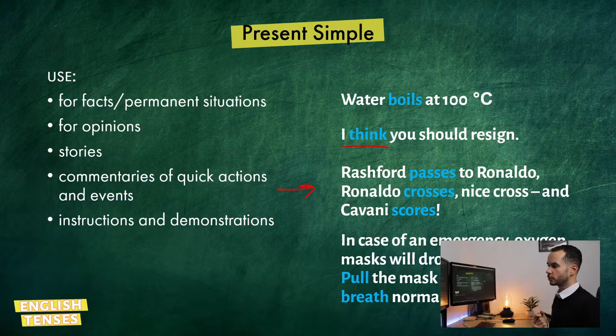When we give instructions and demonstrations with present simple, we get something like this. In case of an emergency, oxygen masks will drop from the ceiling. Pull the masks towards you and breathe normally. So these are instructions, and we use present simple for instructions as well.